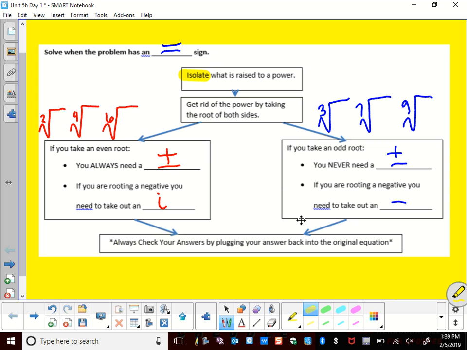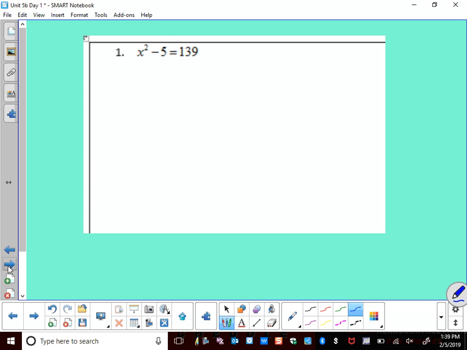This part's important. You want to always check your answers by plugging them back into the original equation and seeing if they work. If they don't work, it's an extraneous solution, which just means you did all the work right, but that number for some reason does not work. So you can either put a check mark by it or something to indicate that you know that it works.